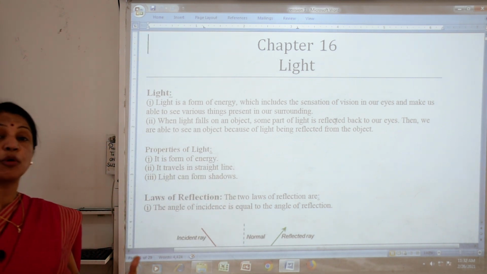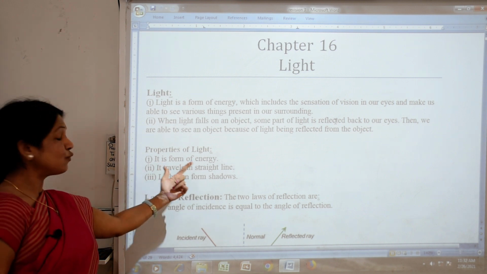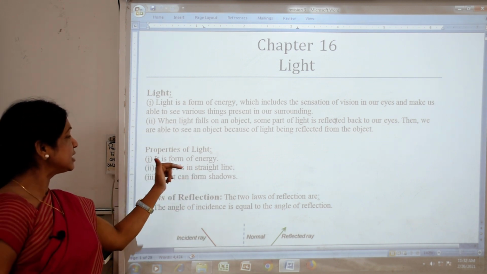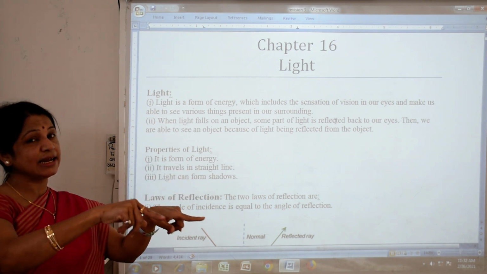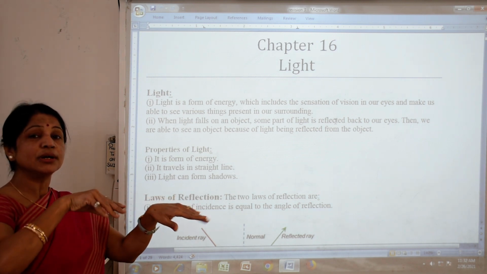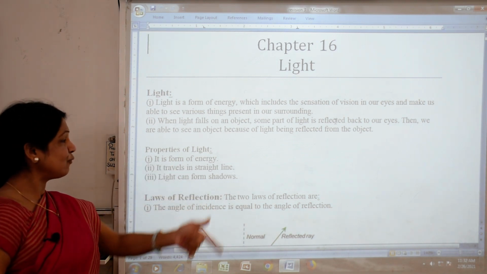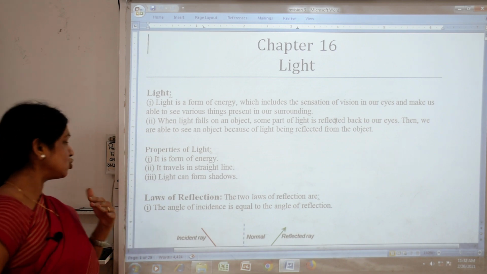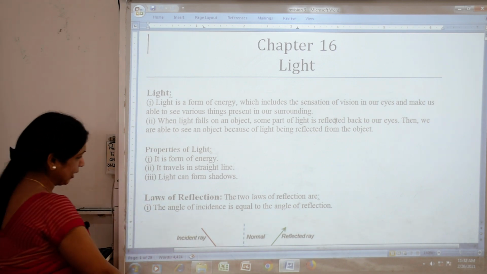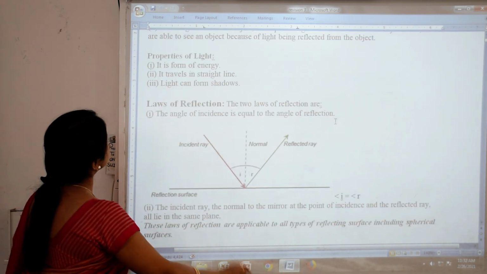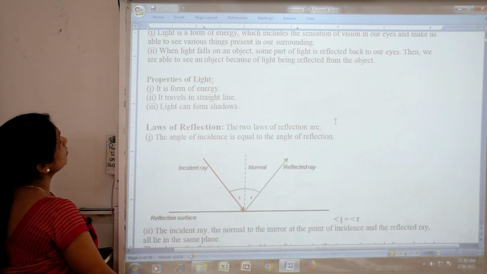Now further, what are the properties of light? It is a form of energy, it travels in a straight line, and light can form shadows also. What is the law of reflection? It is a very precious law. What is the law of reflection?